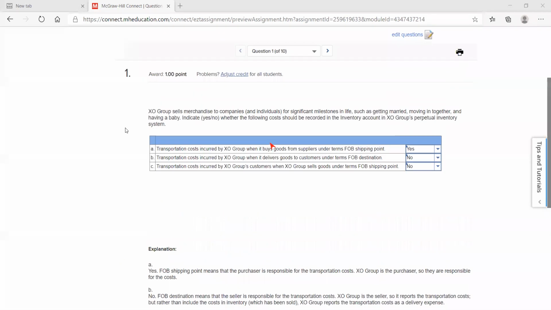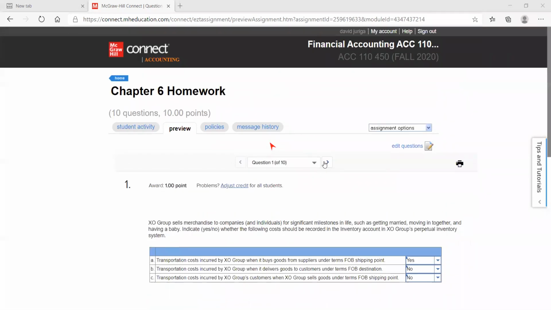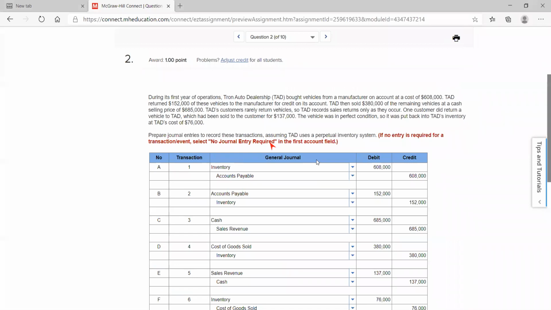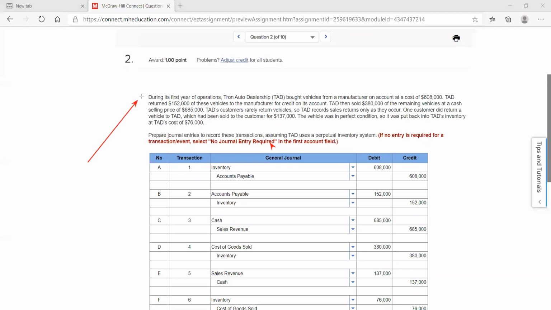All right, let's check out number 2. On this one, they are using, again, the perpetual inventory system. They give all the transactions. You can just do these in sequential order. This is the auto dealership where they bought vehicles at a cost of $608,000. You can see down below where they're debiting inventory, crediting accounts payable. And then it says they returned 152,000 of these. There you'd be debiting accounts payable, crediting inventory for the 152.